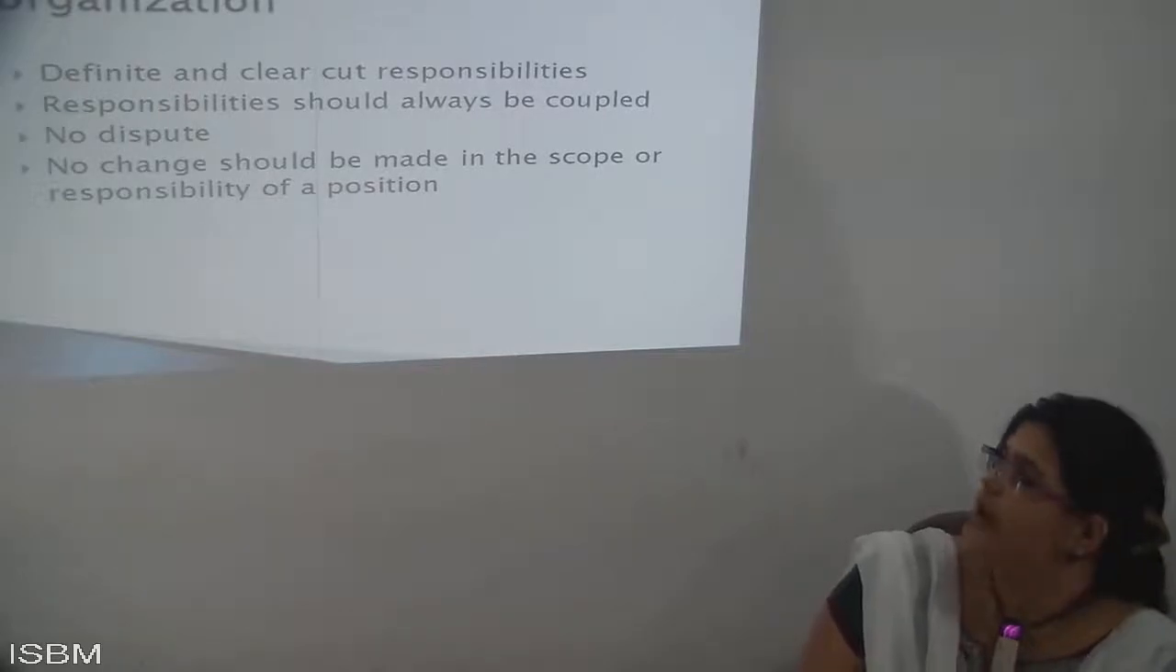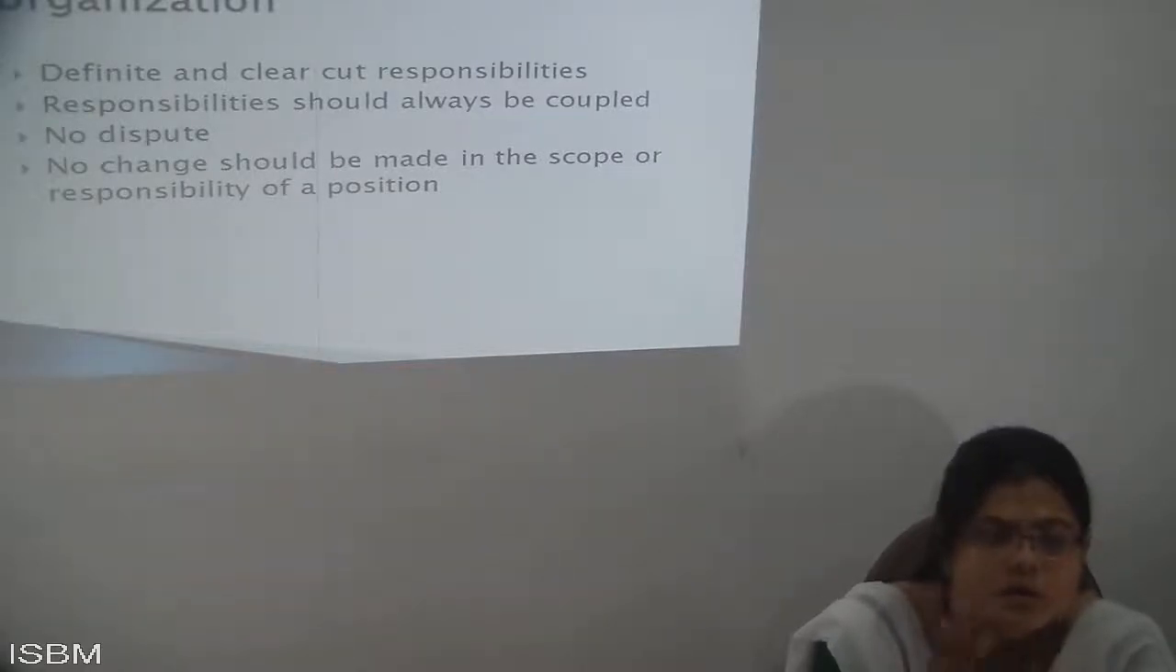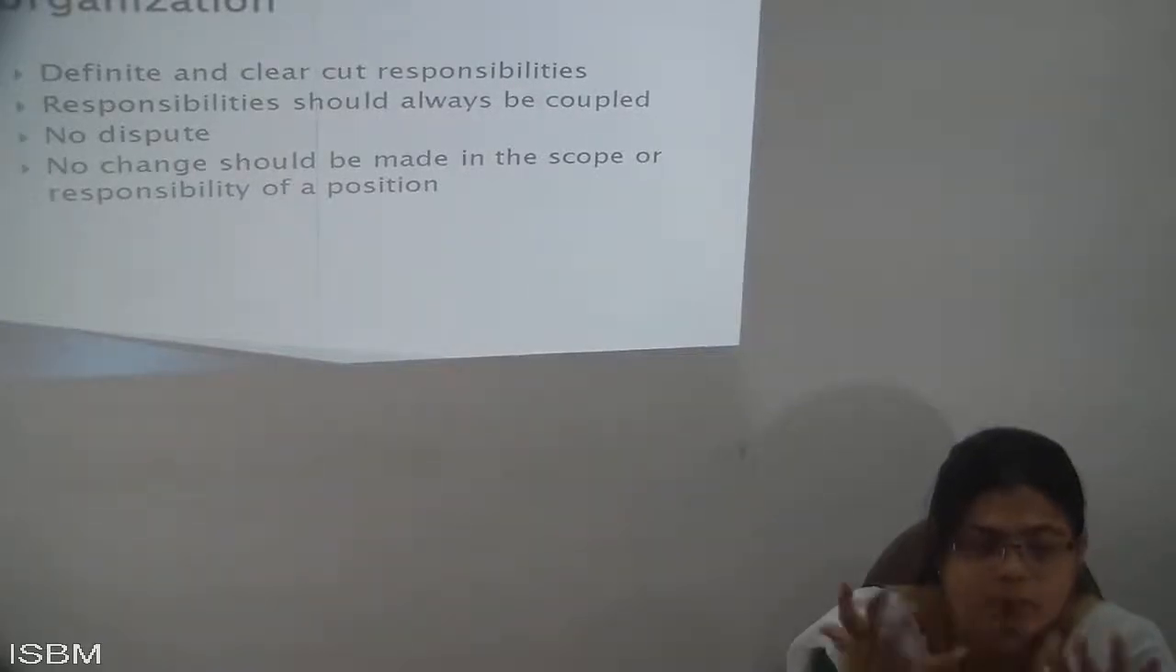The first is defined and clear-cut responsibility. If you want to make a good organization, the first main thing you need is to define clear-cut responsibility, which should be allotted to each and every person. You need to give clear-cut responsibility. This is the work, you need to complete it within a proper period of time, and this is the authority granted to that particular person. You need to bifurcate these things very properly.